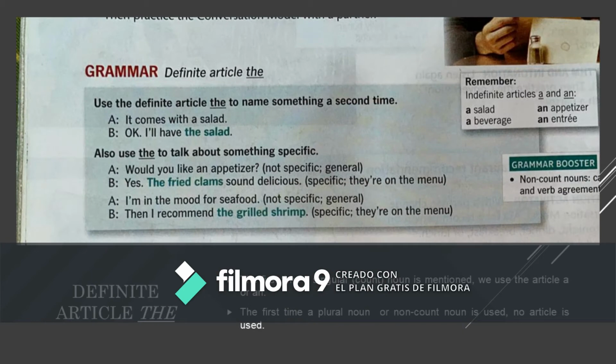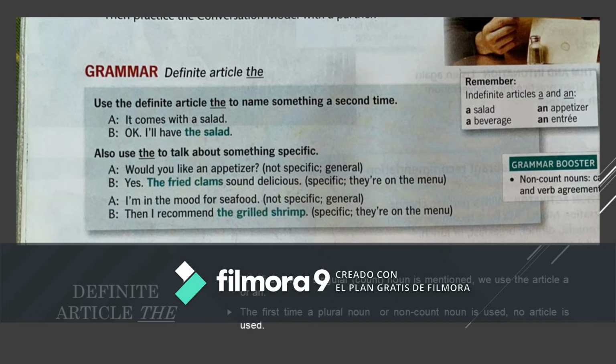So as you can see, we have grammar books here. That says definite article the, right? The only thing that you need to know is that we use the article the to name something a second time. For example, it says it comes with a salad, and the answer is okay, I'll have the salad, right? So we use this when we are talking about something a second time.